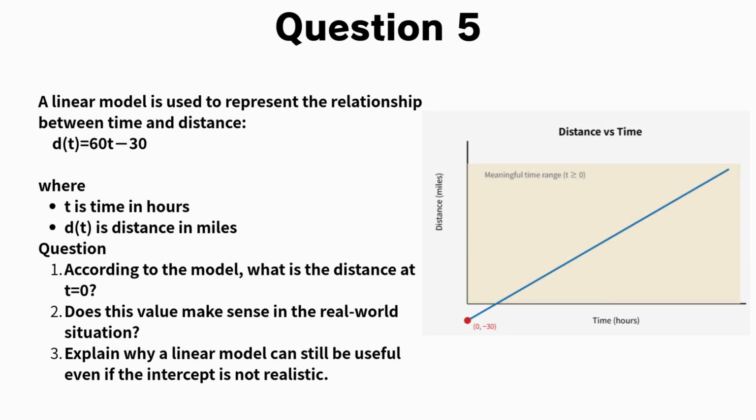The line represents a linear model for an object's motion. Notice that the graph starts at -30 miles when time is 0. Your task is to think carefully about what this means. Does a negative distance represent a real situation? And more importantly, for what time values does this model actually make sense? You are not asked to compute anything here. Instead, focus on interpretation. Take a moment to think about what the model says, and what it does not say.